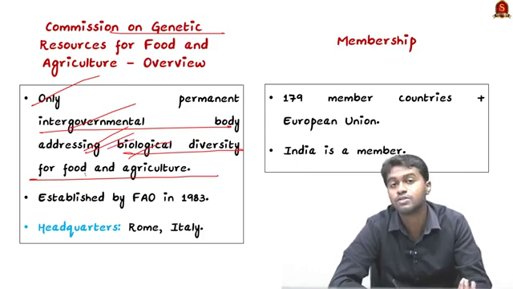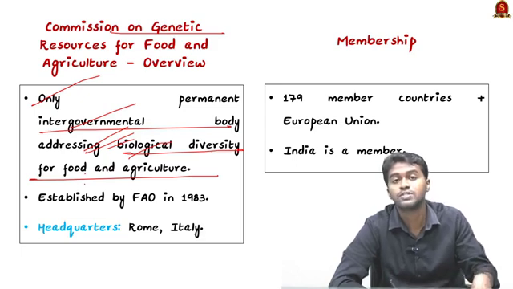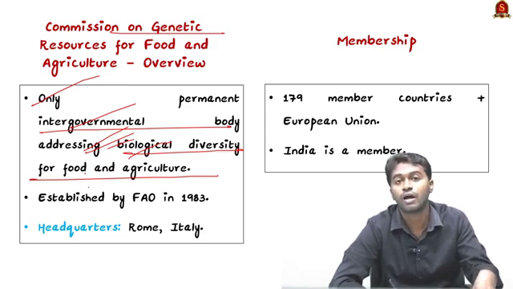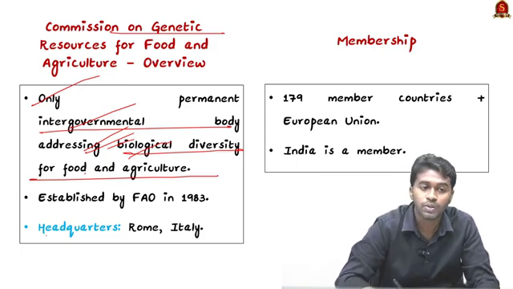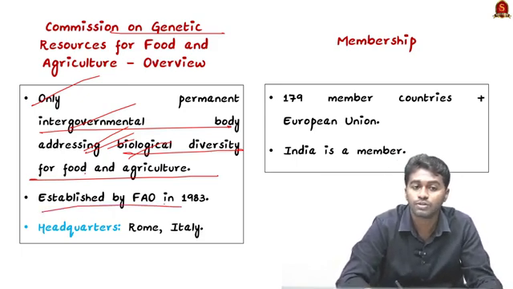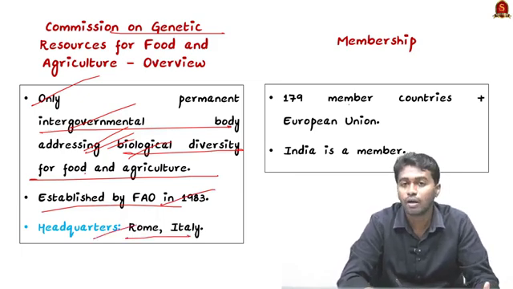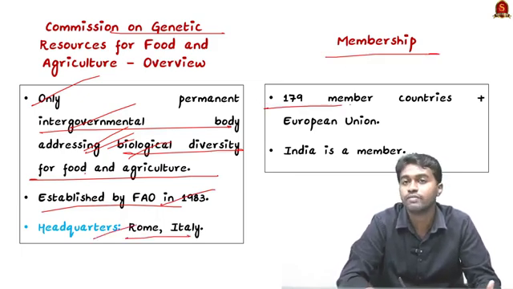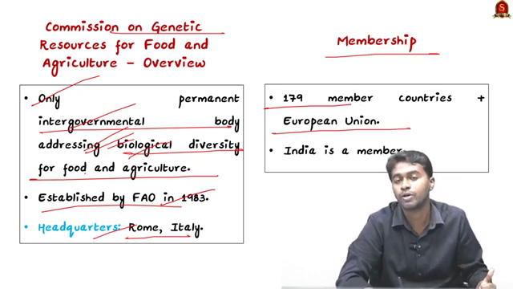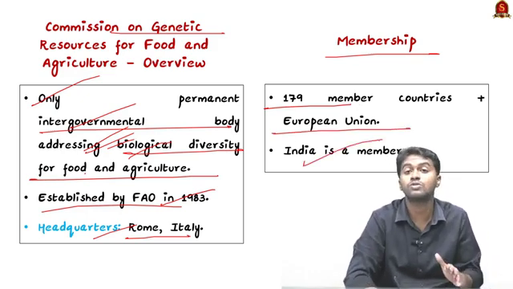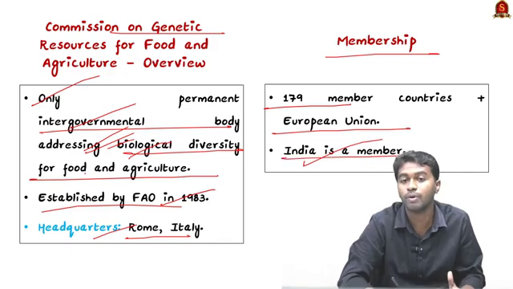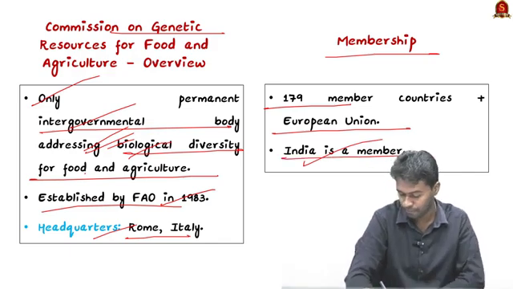The objective of this organization is to ensure food security in the face of rapid or accelerated climate change. It was established by the Food and Agriculture Organization in 1983, and it is headquartered in Rome, Italy. Coming to the membership, nearly 179 member countries are there, plus the European Union, and India is a member of this organization. Note that India is a member of this organization.